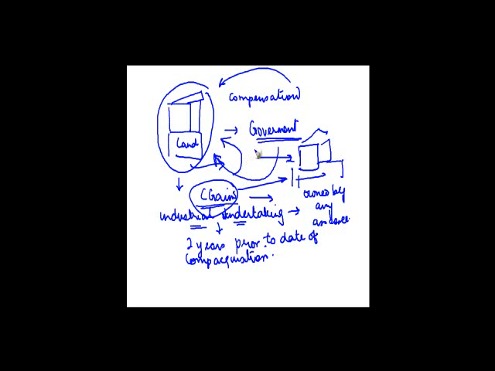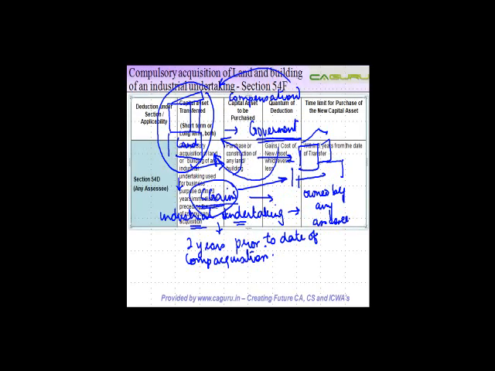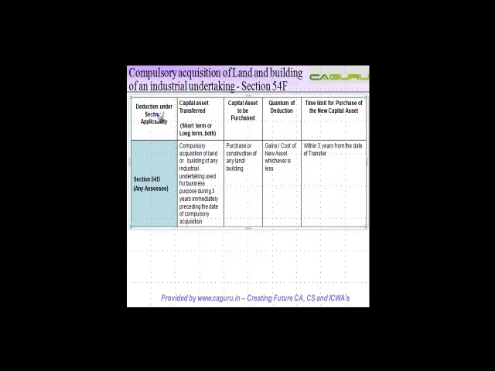Now this was a holistic picture. Let us see what are the legal provisions. So when is this section applicable? When is the deduction available? Section 54D is available to any assessee. So whether it's an individual owning an industrial undertaking or it's a company or a partnership firm, it is available provided you meet the conditions.